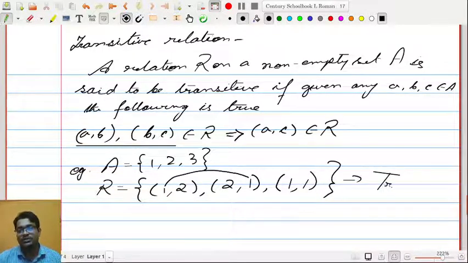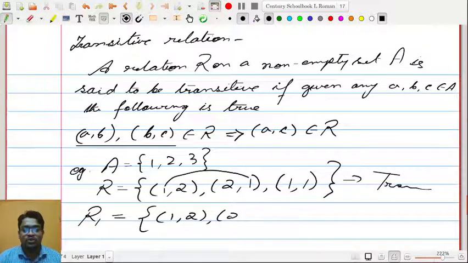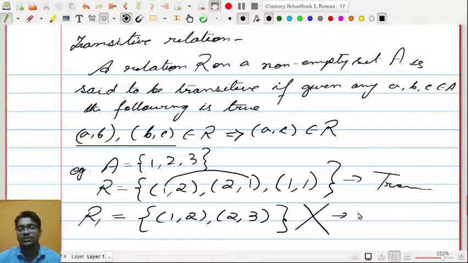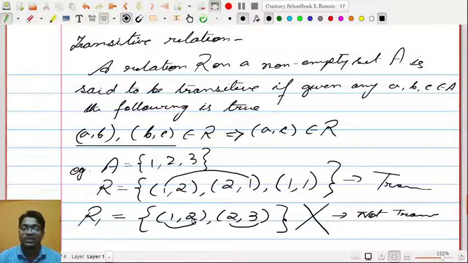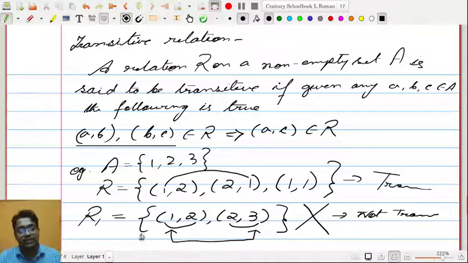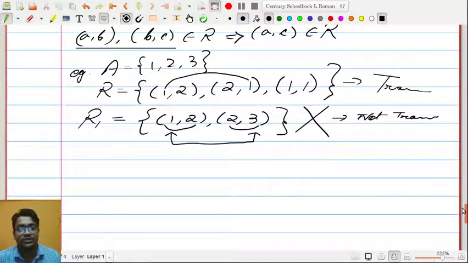This relation is transitive, right? Now I write something like R1 equal to, say, 1 related to 2, 2 related to 3. This is not going to be a transitive relation. Why? Because 1 is related to 2, 2 is related to 3. If it has to be transitive, then 1 should also be related to 3. So (1, 3) should be an element. Here (1, 3) is not an element. That means this R1 is not a transitive relation.